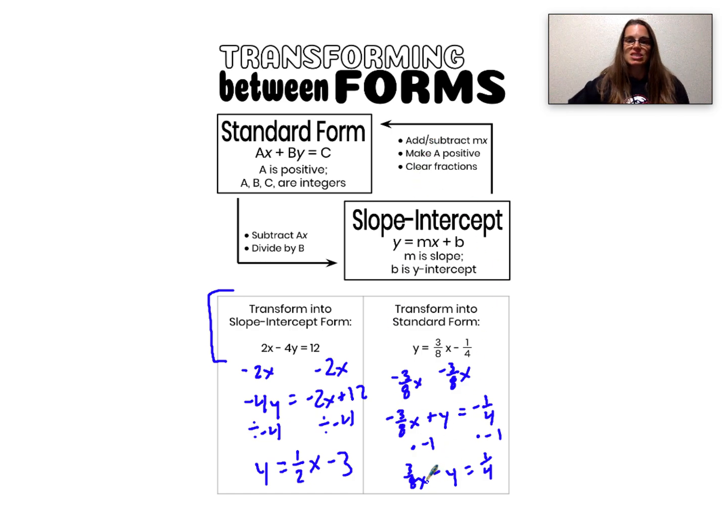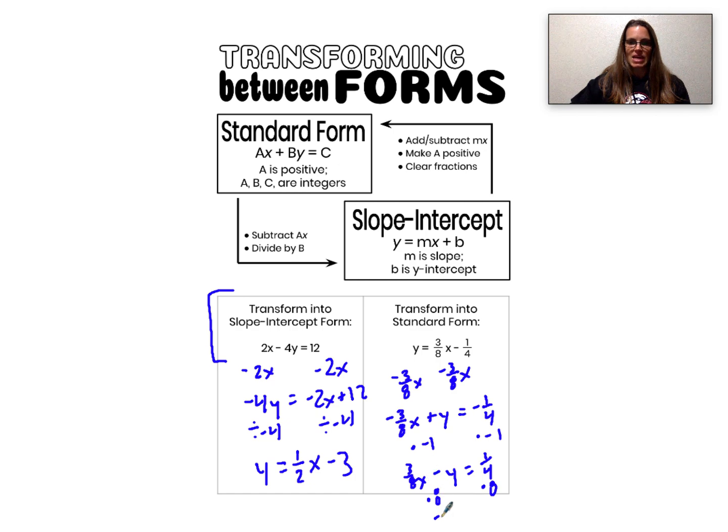Last thing I need to do is clear the fractions. It's not in standard form if there are any fractions. I'm not going to rewrite the common denominator here because I can do this in my head. 1/4 is 2/8. I'm going to multiply both the left and the right-hand side by 8. But again, on your notes page, I ran out of room, so instead of showing the very sophisticated parentheses multiplication, I just wrote times 8.